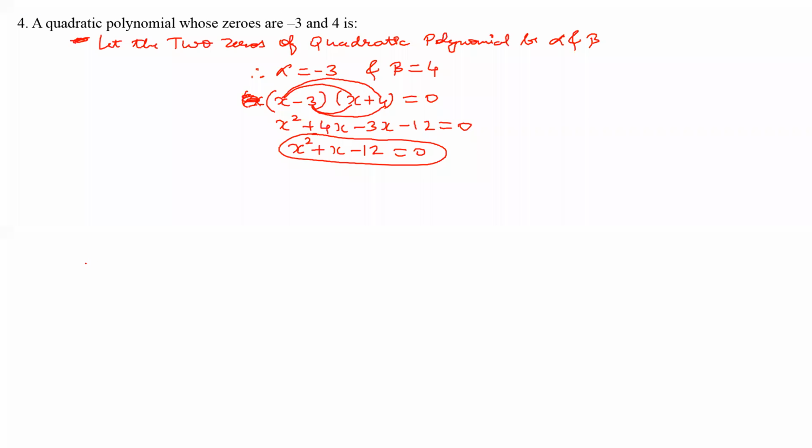Yes, Rahul, you can do like that also. See, x square minus alpha plus beta x and plus alpha into beta. By this way also you can generate the polynomial. So here the final answer is remaining.